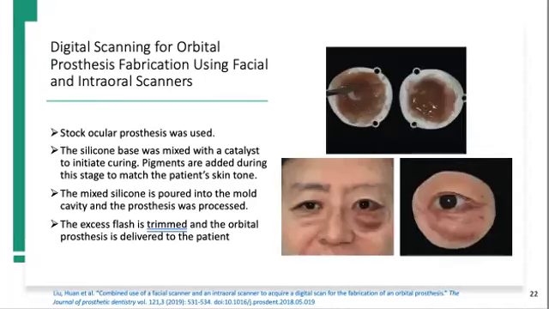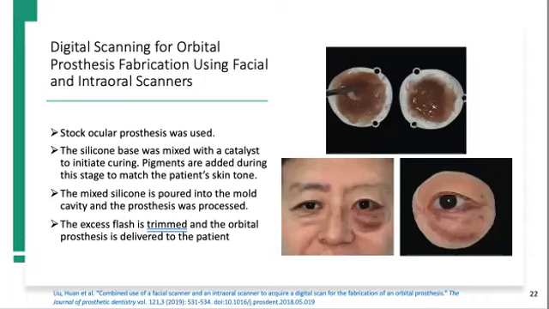Here in this case, a stock ocular prosthesis was used, and then the silicone base was mixed with the catalyst to initiate curing, with the pigments added to match the patient's skin tone. Then the mixed silicone is poured in the mold cavity that was 3D printed, and the prosthesis was processed. Finally, the excess flash is trimmed and the orbital prosthesis is delivered to the patient.